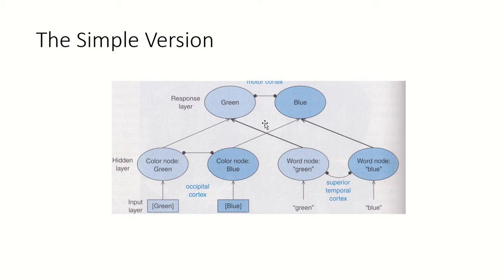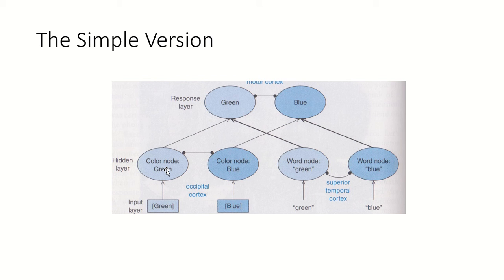You see that the thickness of the lines from the word nodes to the responses is thicker than the thickness of the color nodes to the response layer. And the reason for that is that we've seen that people are way more automatic at just reading out the words than they are at naming the color. So a priori, people are inclined to just read the word, and that's going to feed into the response layer more strongly than saying the color of the ink.